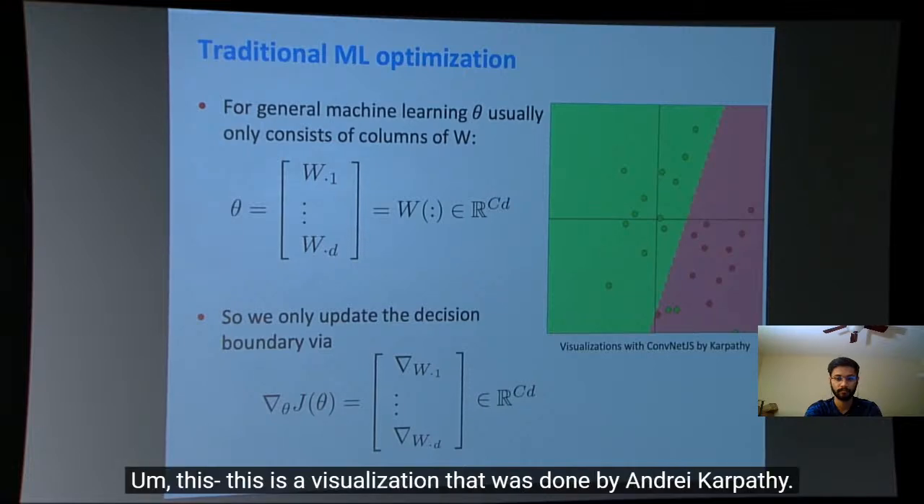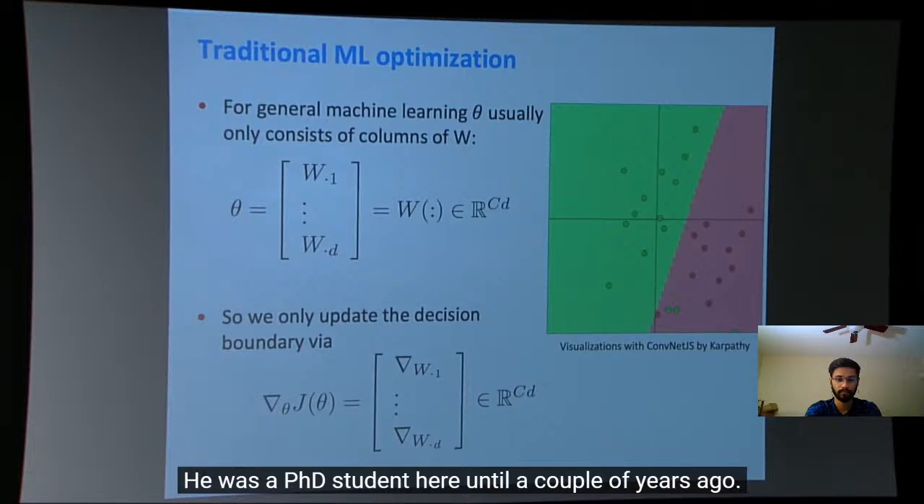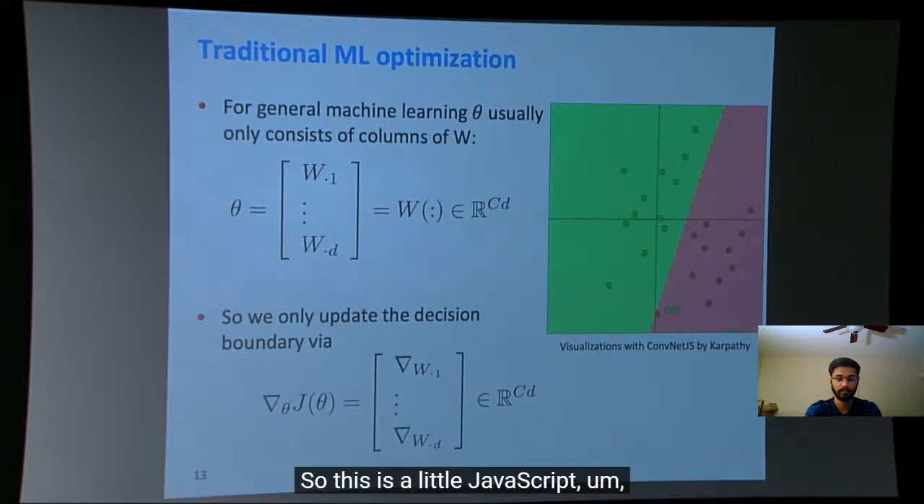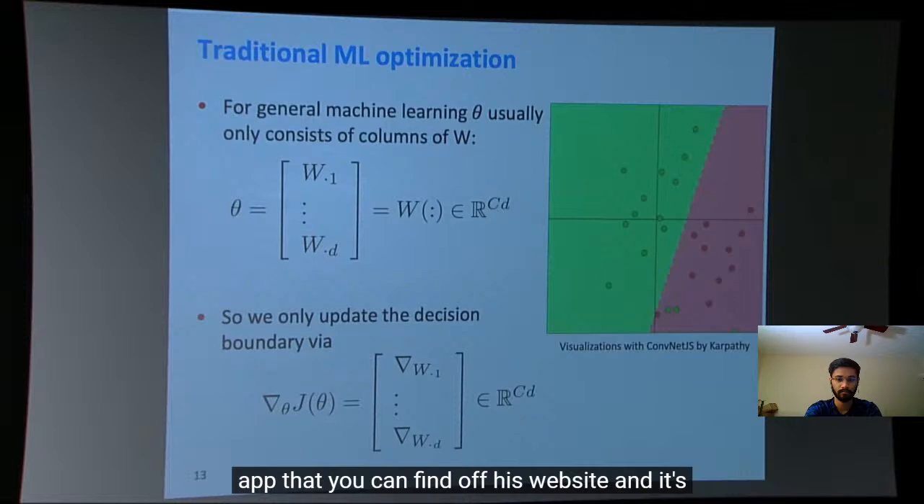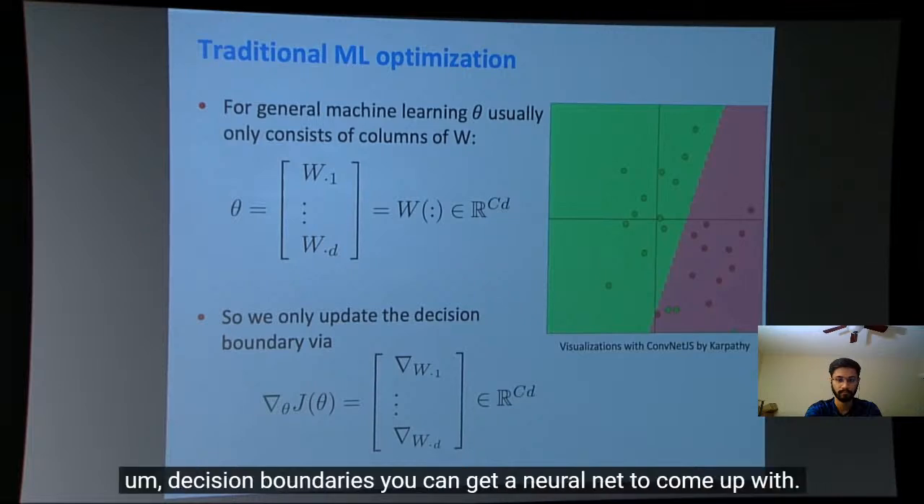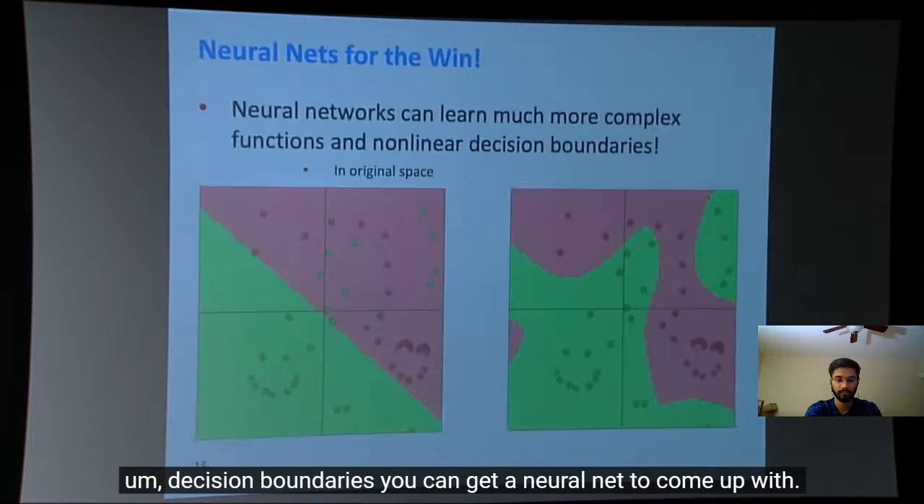This is a visualization that was done by Andrej Karpathy, who was a PhD student here until a couple of years ago. So this is a little JavaScript app that you can find off his website, and it's actually a lot of fun to play with to see what kind of decision boundaries you can get a neural net to come up with.